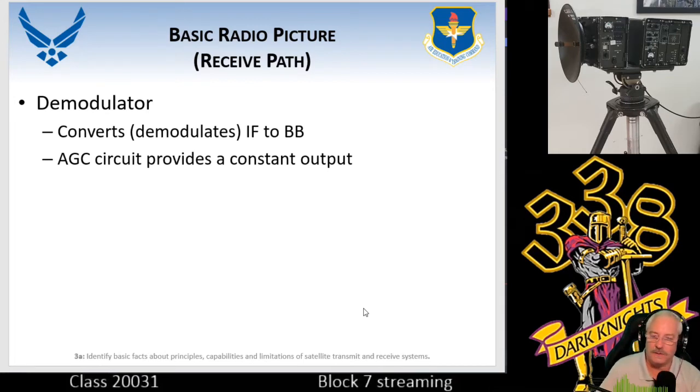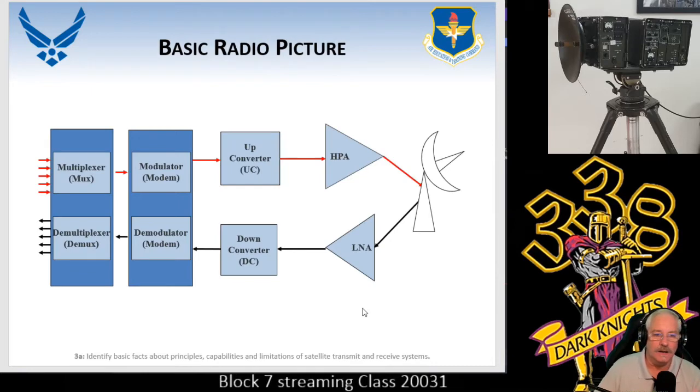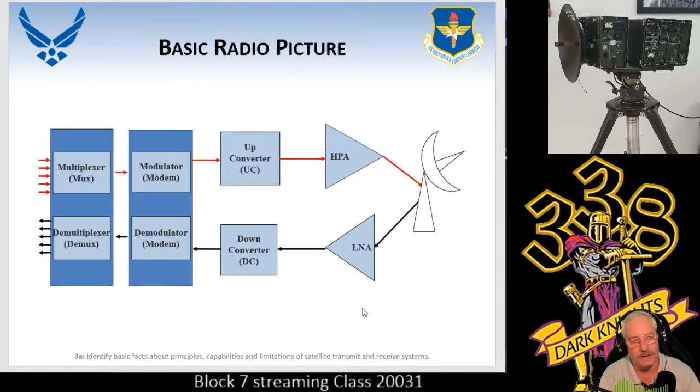Demodulation. You'll notice we have this little saying in there, it's called the AGC circuit. This AGC circuit is going to make sure that our output is constant. So there is your picture. I'll leave it up for a few seconds here so everybody can see it.